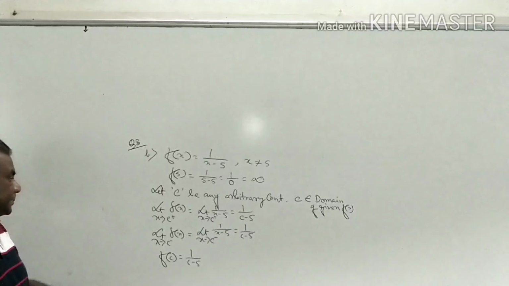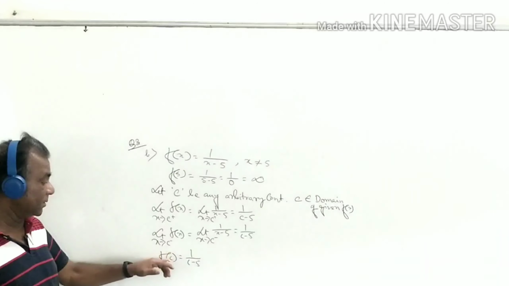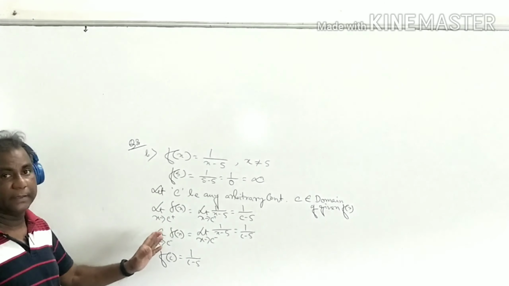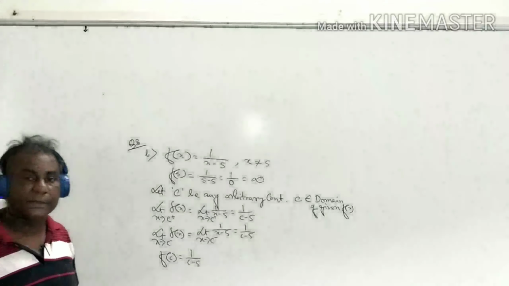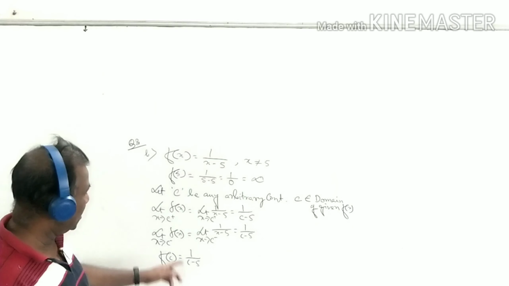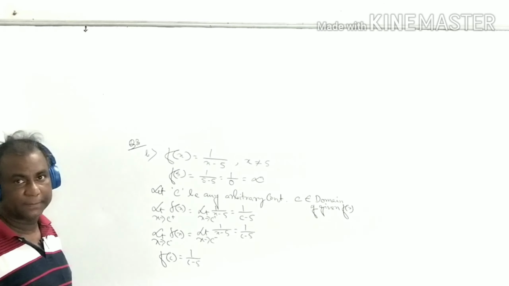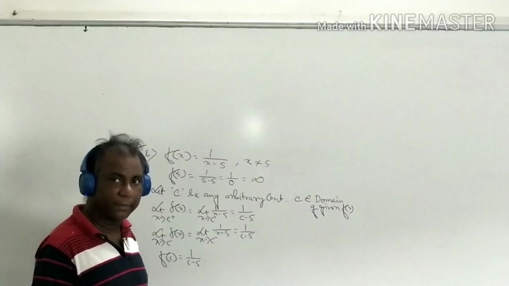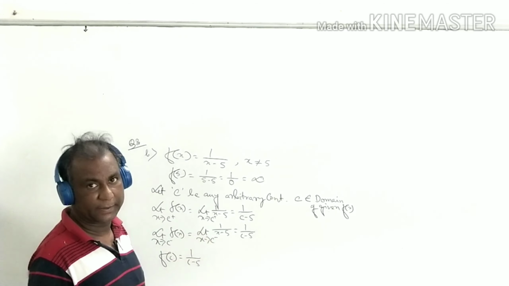So what have we seen? Right hand limit equals left hand limit equals functional value. So the given function is continuous at x equal to c. What is c? c is an arbitrary constant that we have chosen according to our choice. So c is any constant. So the given function is continuous everywhere except x equal to 5, because at x equal to 5 the function is not defined.